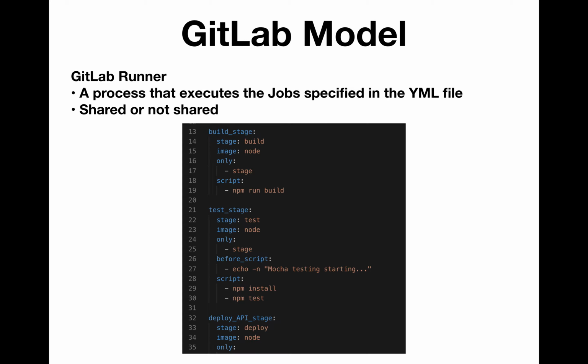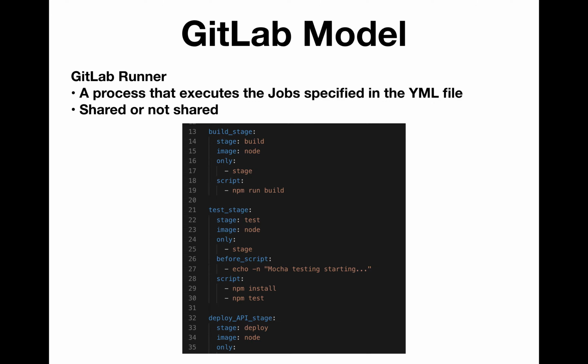The last thing is this notion of a GitLab Runner. A GitLab Runner is basically a process that executes the jobs specified in the YAML file for your GitLab pipeline. There are two types of runners in GitLab: shared runners and not shared runners. With a shared runner, if you don't want to spin up a server and run a runner by yourself, you can use the shared runners that GitLab provides.